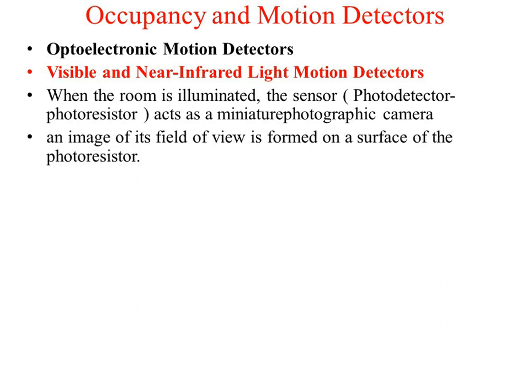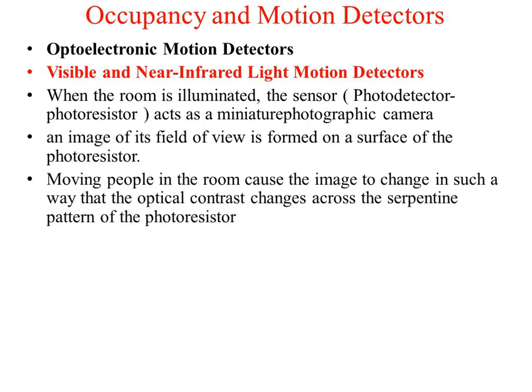So an image of its field of view is formed on the surface of the photoresistor. We know that the lens will be there and the focal length will be adjusted, and the inverted image will be on the plane of your photoresistor. Moving people in the room cause the image to change in such a way that the optical contrast changes across the serpentine pattern. Serpentine pattern means a zigzag type of pattern of the photoresistor.